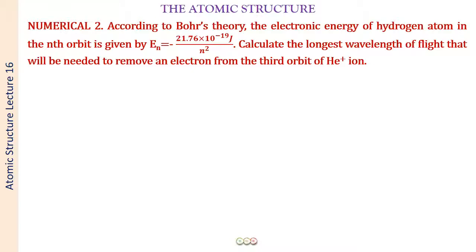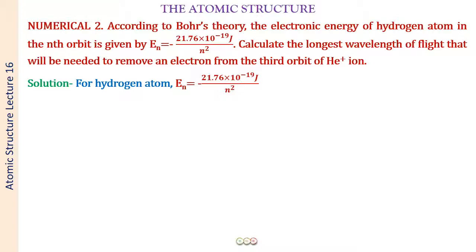Removing an electron means what? You have to take the electron to the level of n equal to infinity. Right? Because that is the place where the nuclear forces of attraction are going to become zero and the electron is going to be free. Right? So that is the crux to this question. So now let us see how we solve it.